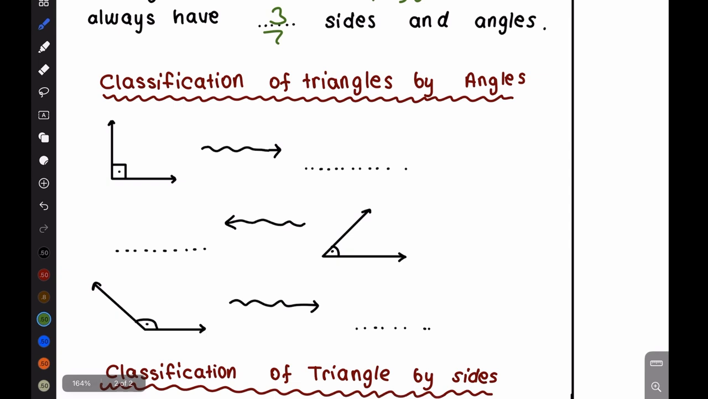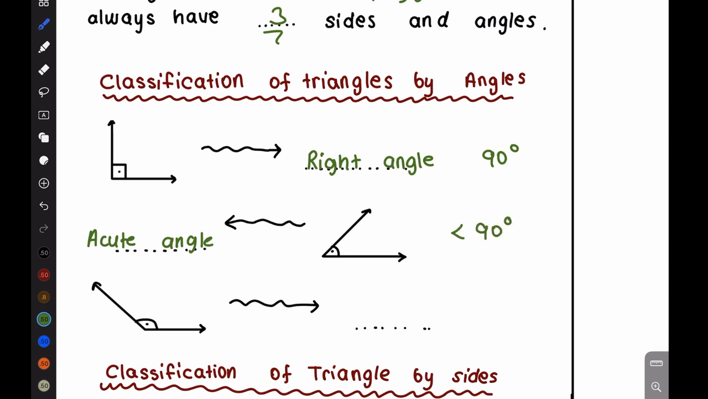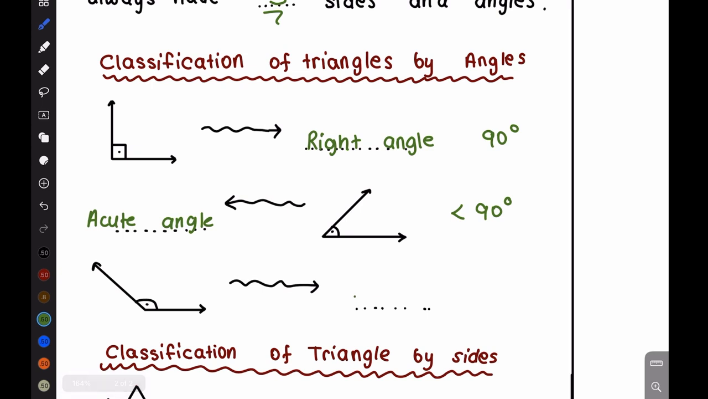The first one is right angle, which is exactly 90 degrees. The second one is acute angle, which is less than 90 degrees. And the last one is obtuse angle, which is greater than 90 degrees.